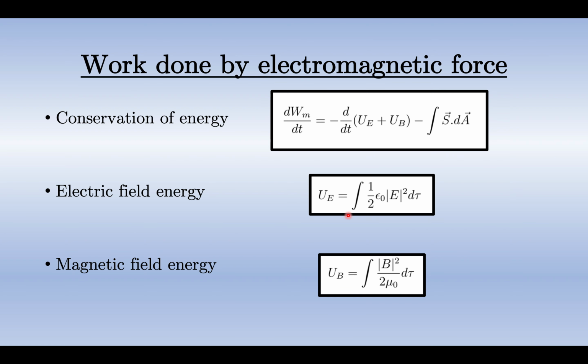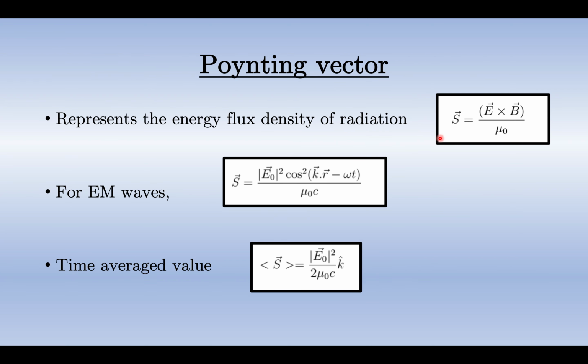U_E is the electric field energy, which will be the integral over the volume of the energy density, and the magnetic field energy will similarly be the integral over volume of the magnetic field energy density. Then this last component, which is quite important, is related to the Poynting vector, which represents the energy flux density of radiation. So the S vector is E cross B divided by mu naught in this equation.